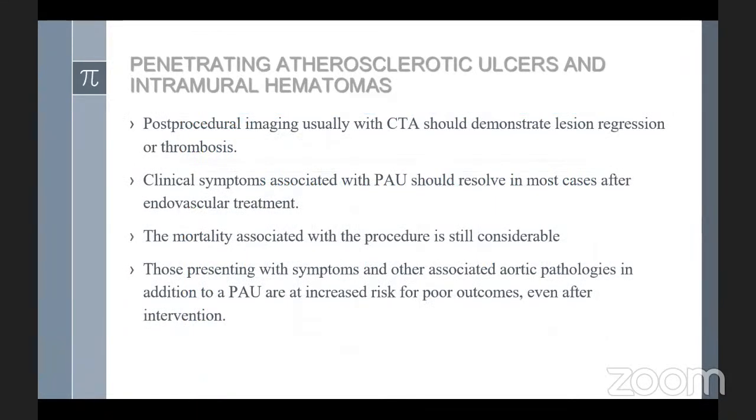Follow-up with CT angio usually showed good lesion regression and thrombosis of the ulcer and the hematoma, and clinical symptoms usually resolved after endovascular management. With all that, the mortality with ulcer and hematoma is still considerable. Patients presenting with symptoms or other associated pathology have an increased risk of poor outcome even after intervention.